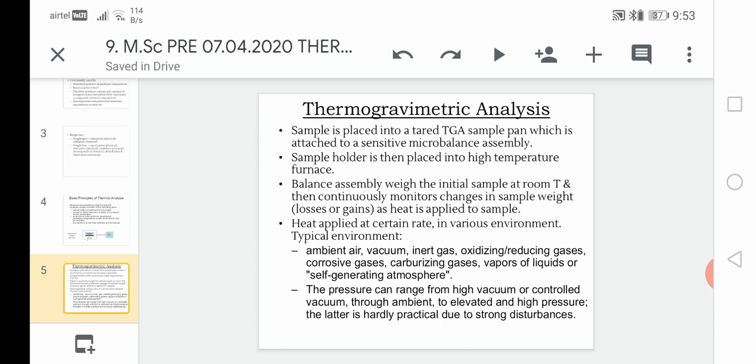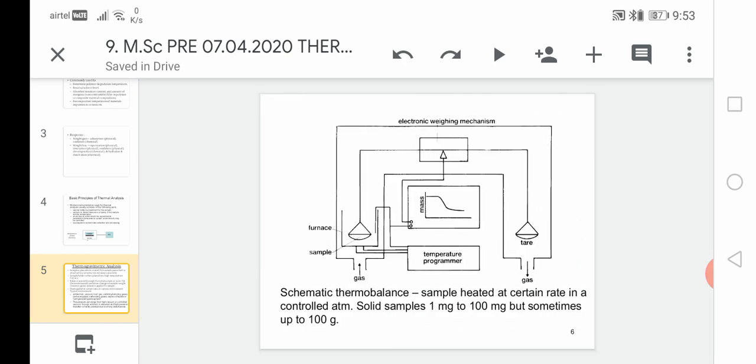After that, the balance assembly weighs the initial sample at room temperature and then continuously monitors change in sample weight. Heat is applied at a certain rate in various environments. The typical environment is ambient air, vacuum, inert gas, oxidizing, reducing, corrosive gases, carburizing gases, vapor of liquids, or self-generating atmosphere. The pressure can range from very high vacuum or controlled vacuum, through ambient, to elevated and high pressure. The latter is hardly practical due to strong disturbance.